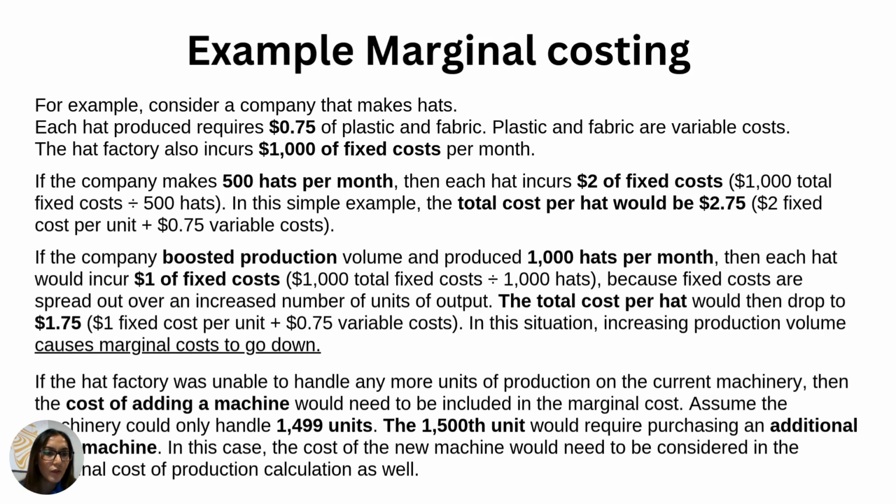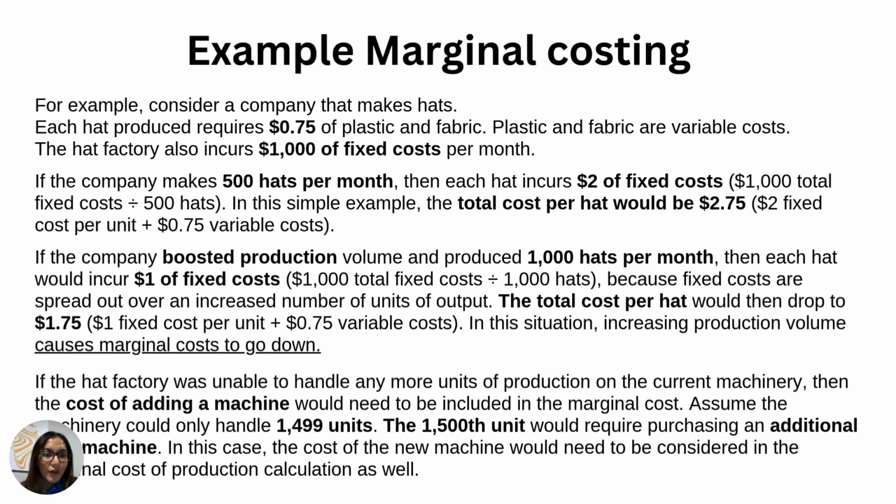Really easy, really simple. If the company boosted production volume and produced 1,000 hats per month, then each hat would incur $1 of fixed cost because our fixed cost didn't change. It stays the same, 1,000, and we divide it by 1,000 hats. So the total cost per hat will be, in this case, $1.75. In this situation, increasing production volume causes cost per unit to go down. So we don't have extra marginal cost.